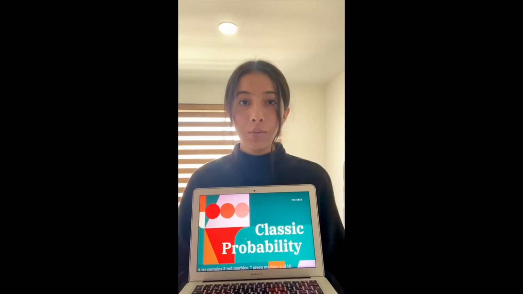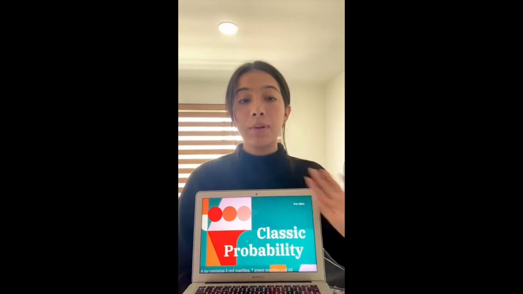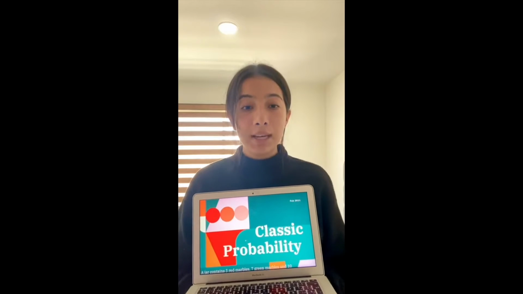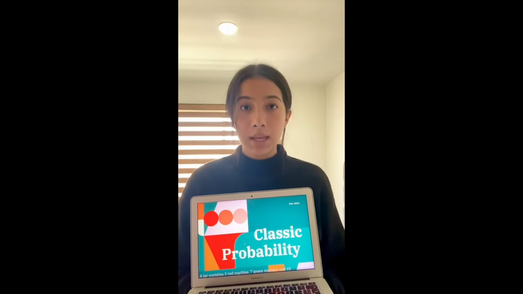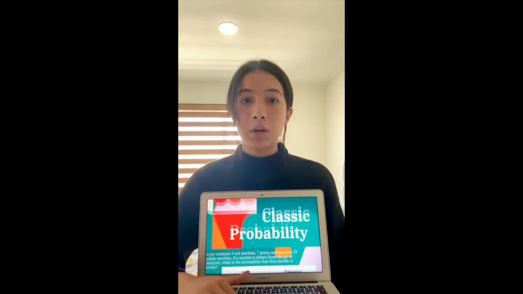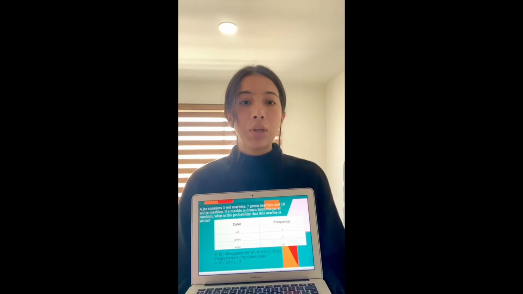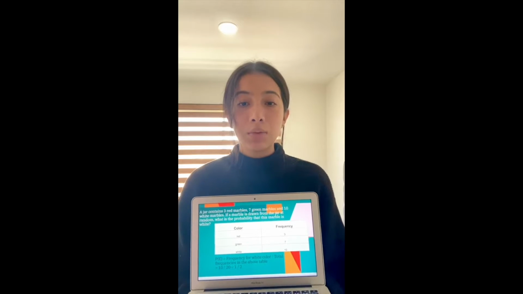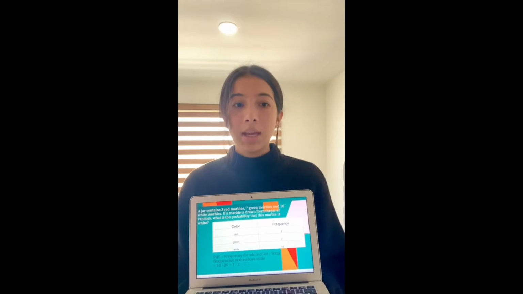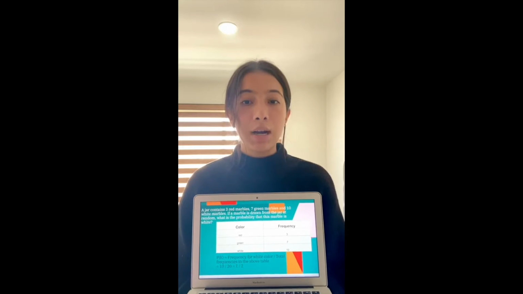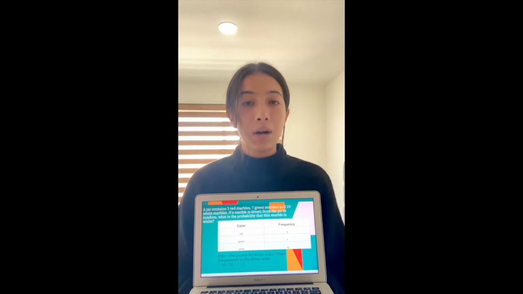So the first thing we need to know is that classical probability is a simple form of probability that has equal odds of something happening. So here we have a problem that says a jar contains 3 red marbles, 7 green marbles, and 10 white marbles. If a marble is drawn from the jar at random, what is the probability that the marble is white?